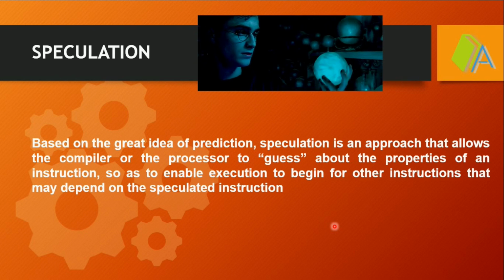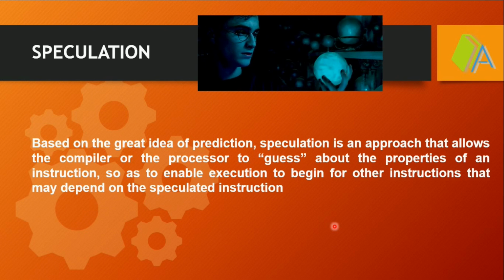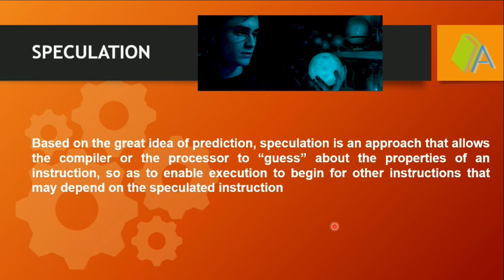Speculation means prediction. The processor or compiler will be predicting the properties of the instruction, so that it can enable execution to begin for other instructions that may depend on the speculated instructions. The main purpose of speculation is to overcome data hazard as well as control hazard. In a static multiple issue processor, the speculation is done before execution. In a dynamic multiple issue processor, the speculation is done during execution.